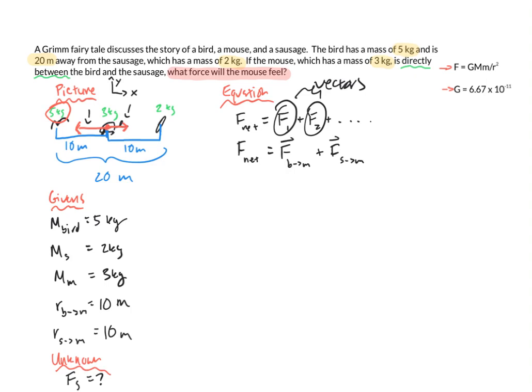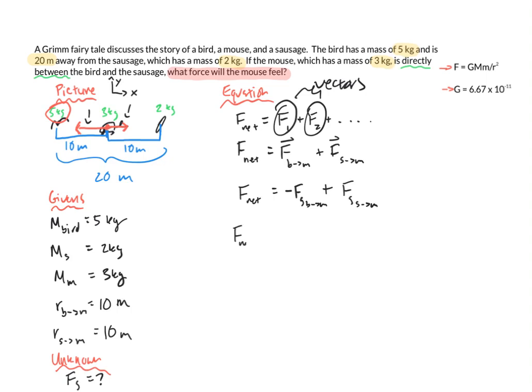So, that means the net force on the mouse is going to equal the force of the bird on the mouse, which is going to be negative Fg of the bird on the mouse, because that is to the left, plus positive Fg of the sausage on the mouse, because that is acting to the right. And here is where drawing your picture matters, because again, direction is key.